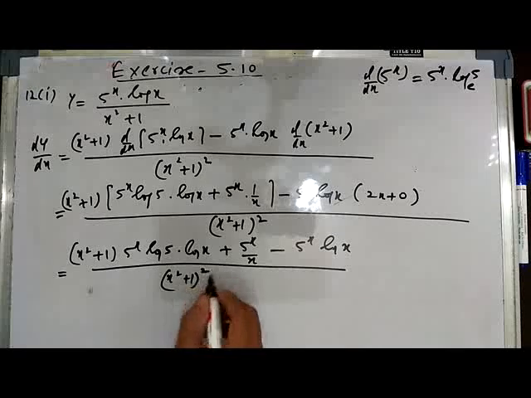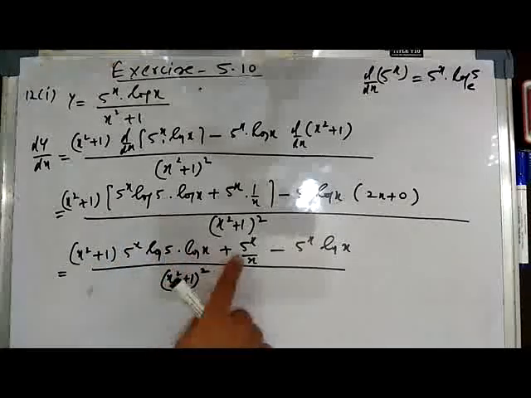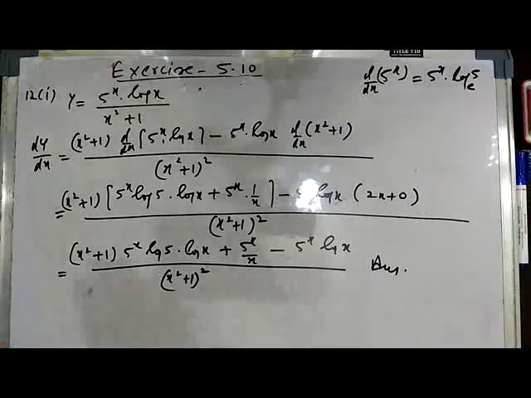Now after this an algebraic process is left in which you have to take 5 to the power x overall common and so on. That you can do, I'm sure.